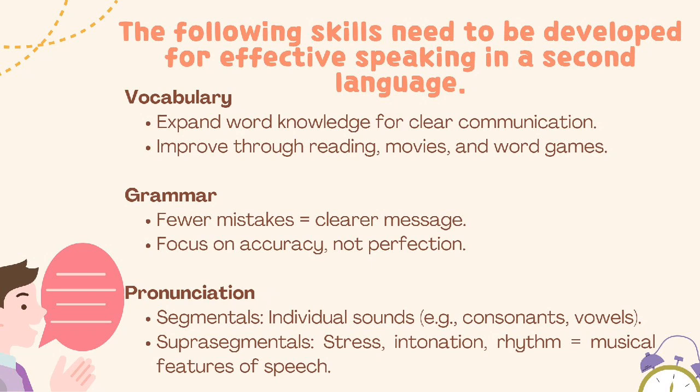So first is vocabulary. Vocabulary is a collection of words that we know and use. The richer our vocabulary, the more clearly and accurately we can express what we want to say. So for example, instead of always saying "nice," we can use more specific words like fantastic, amazing, or enjoyable. So if you say the movie was amazing, it's much clearer and more expressive than just saying nice.